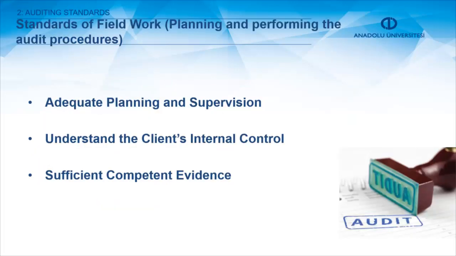The second group of the generally accepted audit standards is standards of work, where audit work must be planned and the audit processes performed. So we need adequate planning and supervision. We need to understand the client's internal control, and also we must really understand the sufficient competent evidence accumulated by us as an auditor. So what does sufficient evidence mean? What does competent evidence mean? These are really important concepts for the audit environment. You as an auditor must really understand them.